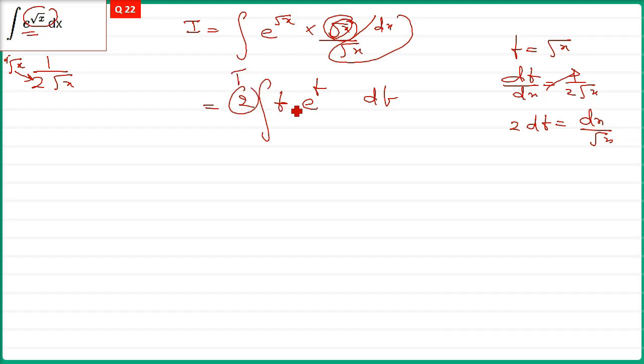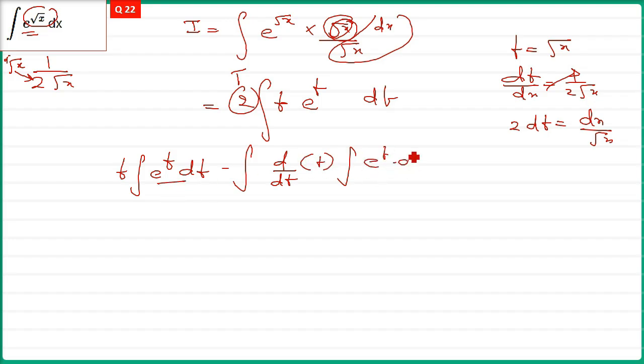We'll just keep this 2 in temporary memory. We'll use it later. t integration of e^t dt minus integration of d by dt of t. t we have taken as the first function, e raised t as the second function. The same thing we'll have to write here, integration of e^t dt. Now this e raised t, either integrated or differentiated, doesn't matter, it will be the same result. d by dt of t will be 1. e raised t, how many times you integrate or differentiate doesn't matter. It will be e raised t only.